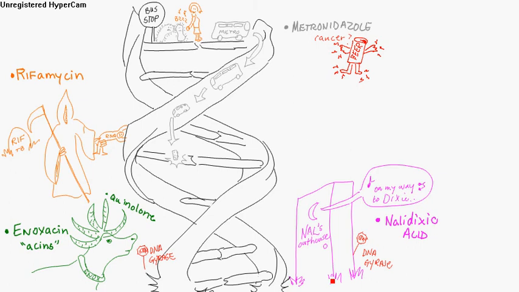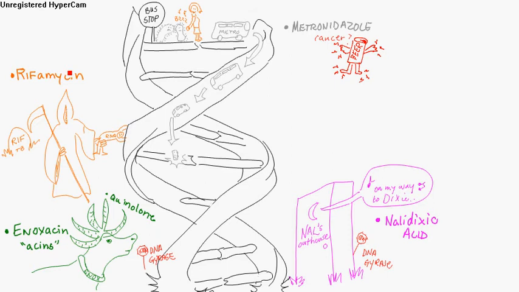Okay, here are the antimicrobial agents inhibiting nucleic acid function. So you've got the DNA winding here, and that kind of represents how these drugs will interrupt that.